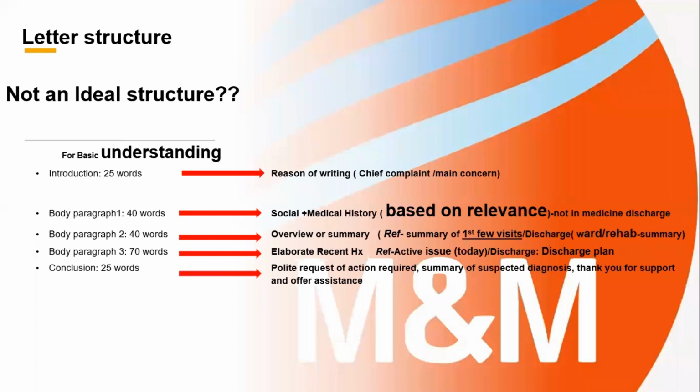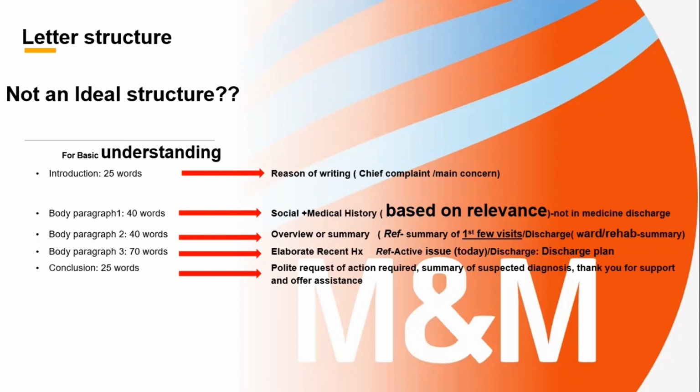In body one, you can write down social history or past medical history, depending upon the relevance. It's not the case that you always have the social history in the second paragraph or body one. As I mentioned earlier, that is based on relevance, followed by body two. In body two, we may write the overview or summary of the information. If you are writing a referral letter and there is a progression of the disease, maybe we have 2 to 3 visits, so the first few visits should be summarized. In case of a discharge letter, if it's a ward or rehab history, we have to summarize that.